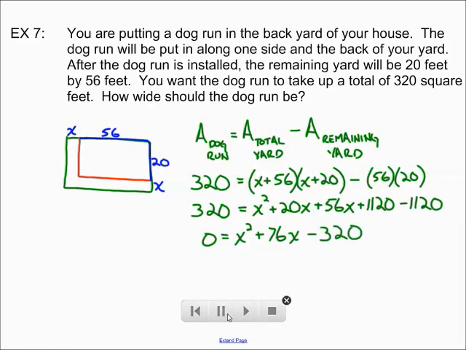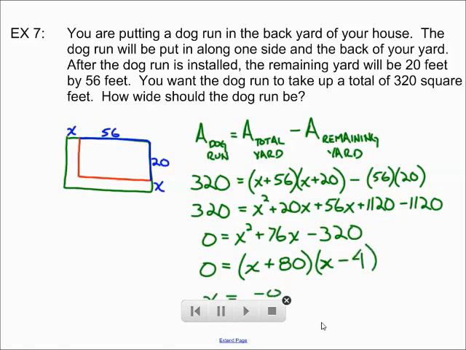Now, this is a factorable equation. We're looking for factors of negative 320 that add up to 76. Remember, the lead coefficient is 1 here. It's going to take a while to think about this, but finally we'll come up with it. It's not negative 80 though, it's actually positive 80 and negative 4.